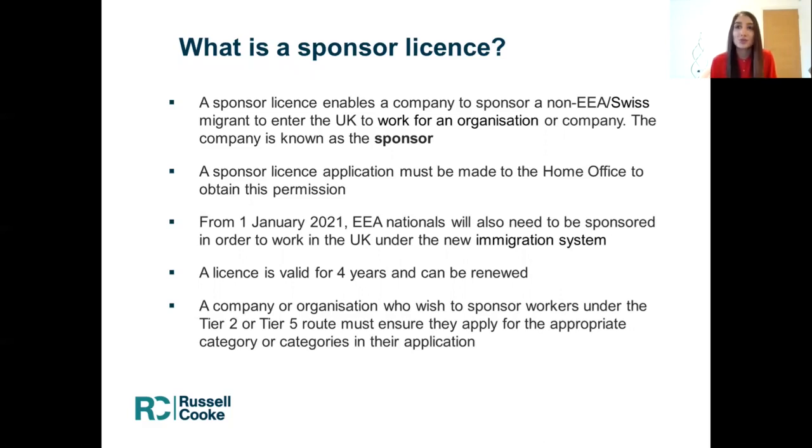A common misconception of a sponsor licence is that it is only valid up to a period of 1 year. Now, this is not true. The licence is actually valid for a period of 4 years and it can be renewed. A company that wishes to sponsor workers under a particular route, which is either the Tier 2 skilled workers route or the Tier 5 temporary workers route, needs to specify this on their sponsor licence application. It's absolutely fine if in the future they want to add a particular category, they can do so.